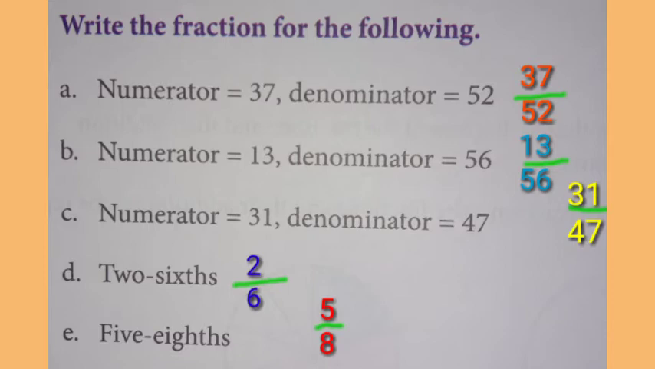Write the fraction for the following. Option A, numerator 37, denominator 52. Its answer is 37 by 52. Part B, numerator is 13, denominator is 56. Its answer is 13 by 56. Part C, numerator is 31, denominator is 47. Its answer is 31 by 47. Part D, 2 by 6. Its answer is 2 by 6. 5 by 8 is 5 by 8.